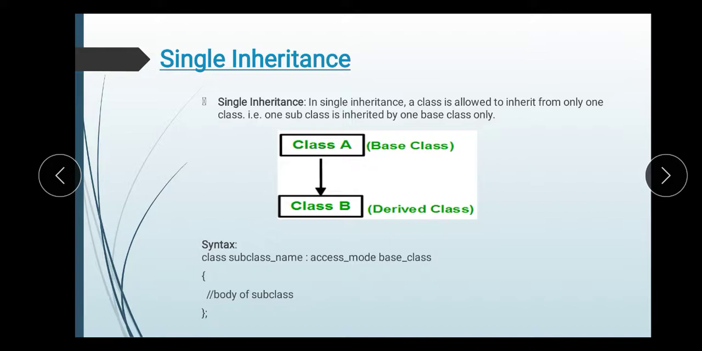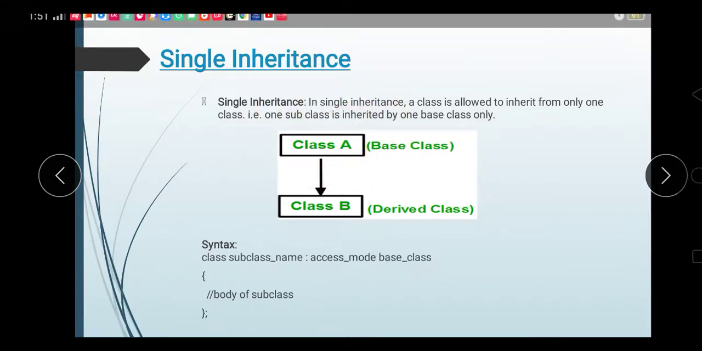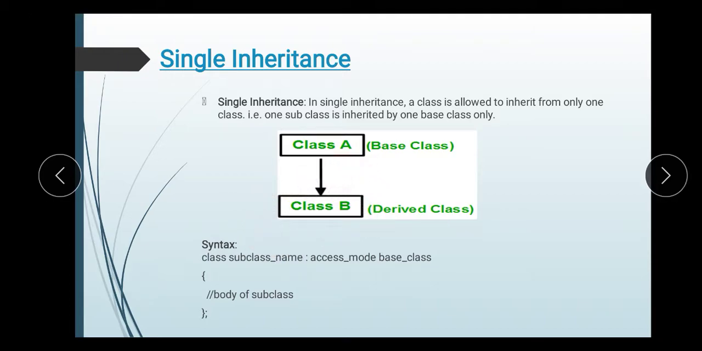There is one base class as shown in the figure, and this derived class inherits the base class A. Now the syntax for writing the derived class in a single inheritance is: keyword class, then subclass name, colon, access mode, base class and body of the subclass. Access mode may be any one of private, public, protected.